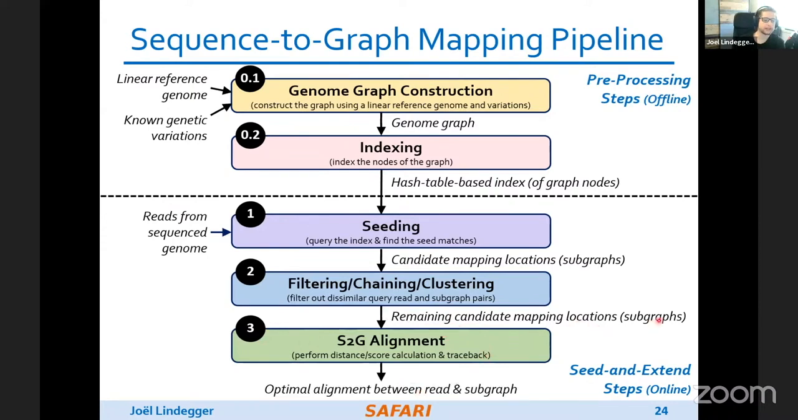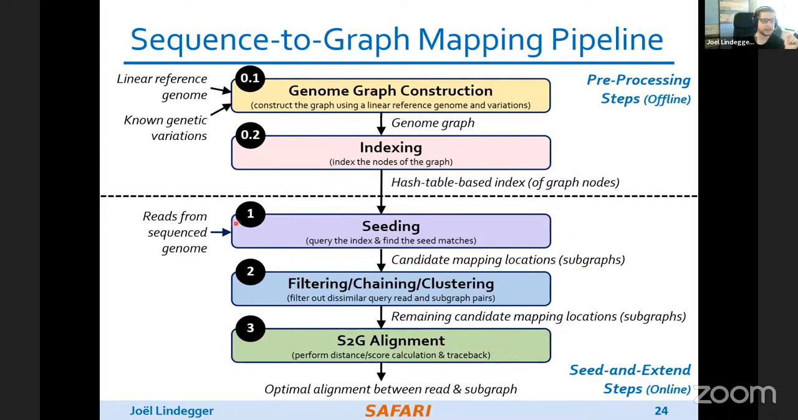So here you only get a subgraph of the full reference genome. It's a region of the graph around the candidate location. You evaluate each of these regions with pairwise sequence to graph alignment, and you output an optimal alignment between those two as a CIGAR string, again, as we do in sequence to sequence alignment. Okay, so the key issue here is really how we do this sequence to graph alignment.